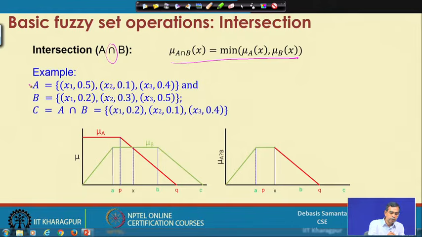Now, as an example, A is one set and B is another set, and the intersection of the two sets is represented here.